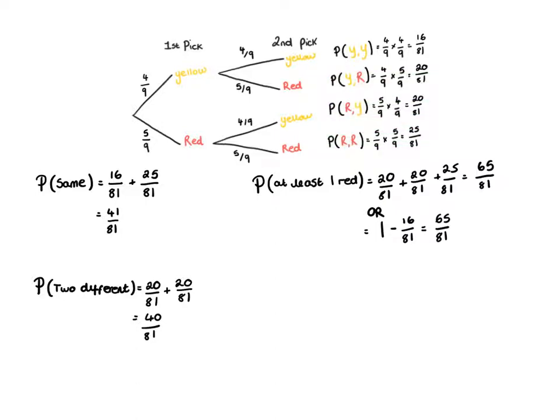And the last one, the probability of getting green. So obviously we've only got yellow and red balls in the bag, so the probability of getting green is going to be 0. Now you need to make sure that you write it as just 0 and not as a fraction. So if you wrote 0 over 81, you wouldn't get any marks. It's just 0.